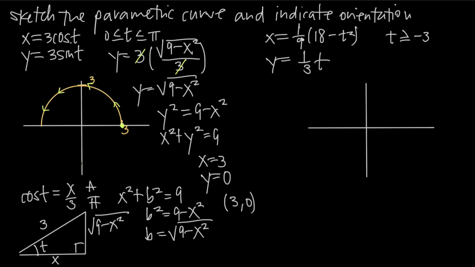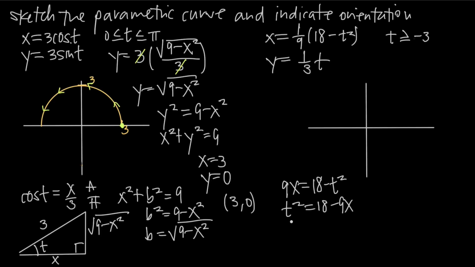We have x equals 1/9 times (18 minus t squared), and y equals 1/3 t. One way that we can get these two equations in terms of just one equation defined for y in terms of x is we can solve this first equation here for x, we can solve it for t. So in order to do that, let's multiply both sides by 9. Doing that, we'll get rid of this 1/9, and we'll be left with 9x is equal to 18 minus t squared. Then we can add t squared to both sides and subtract 9x from both sides and get t squared is equal to 18 minus 9x.